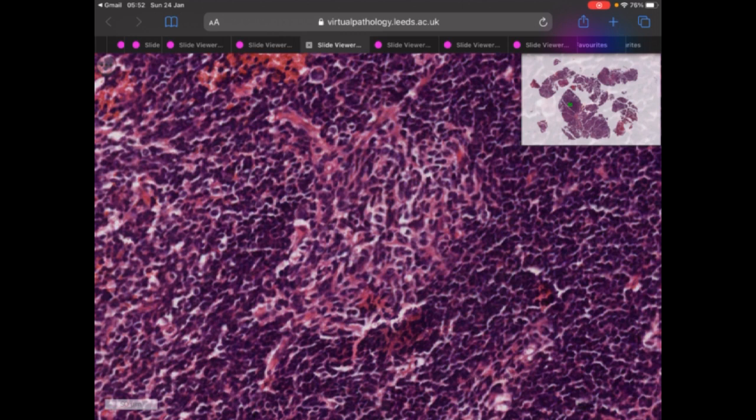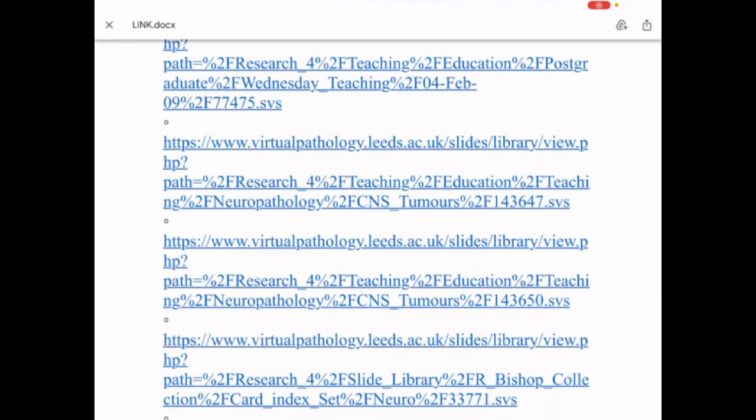This is one of the variants of medulloblastoma, desmoplastic medulloblastoma. But I think you don't have to give the variant. When you see a primitive looking cell in which the cells are small with scanty cytoplasm, and you see that this is a tumor arising from the posterior fossa in children, we can easily diagnose this as a medulloblastoma.